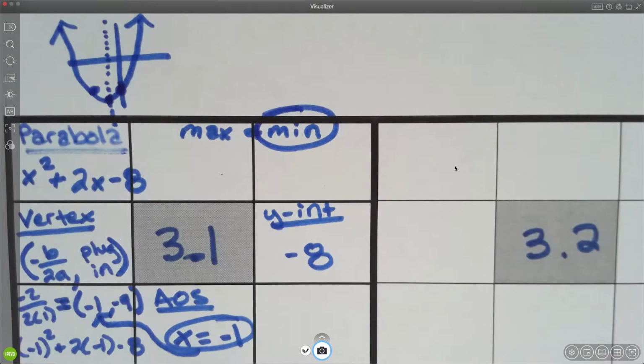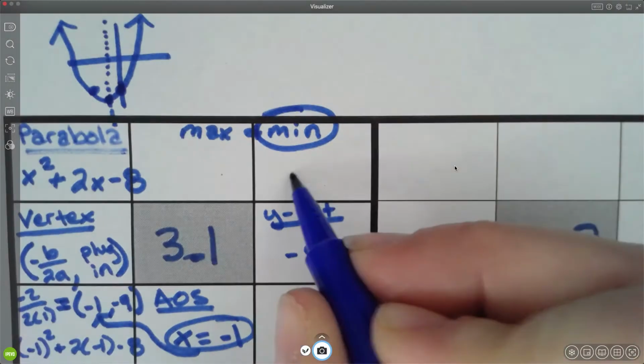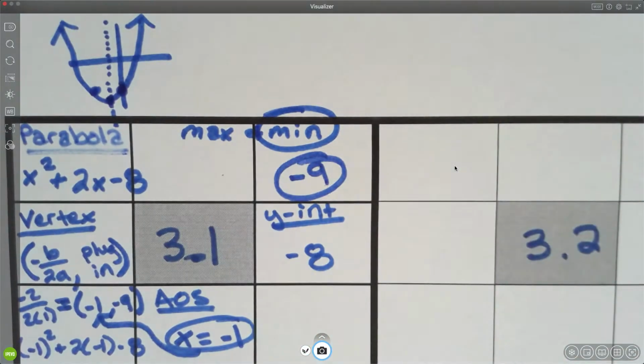Now, what is the minimum value? Negative 9. We don't care about the x. We're only caring about the absolute lowest he goes, which is negative 9. Make sense? Happy with that? Okay, great. That's it.